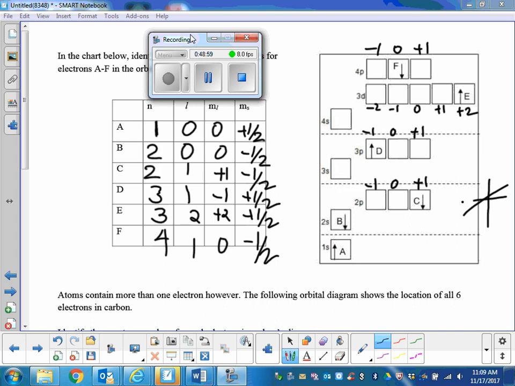Guys, you need to practice quantum numbers, alright? I think I've given an additional practice sheet for homework. Try this and we'll take a quiz next class on quantum numbers. Okay, I'm going to stop recording quantum numbers.